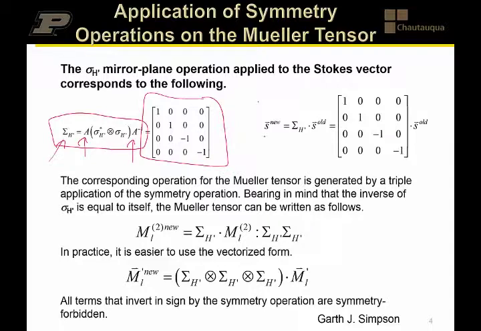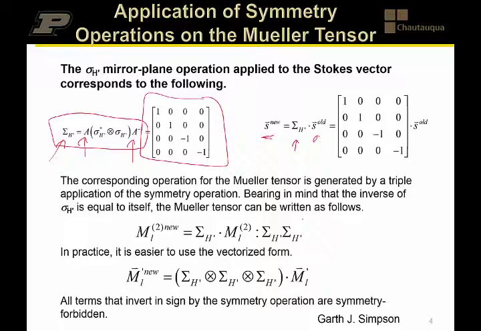So now the new Stokes vector is just going to be related to the old Stokes vector multiplied by the symmetry operator, now applied in terms of the Stokes reference frame. Now, the advantage of doing this is not just for describing the Stokes vector, because that's actually pretty straightforward. What we really want to do is use these symmetry operators for manipulating and understanding what's going on in terms of the Mueller tensor.